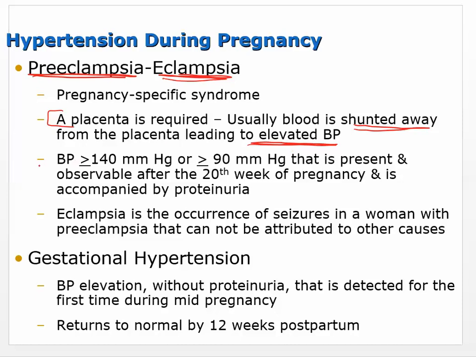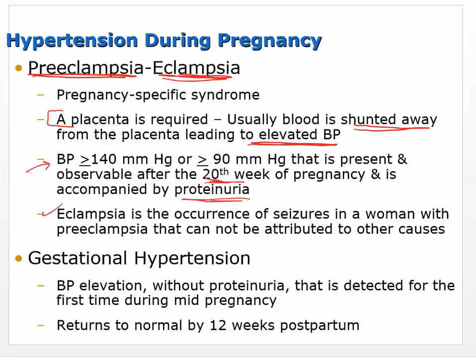So preeclampsia, blood pressure of greater than 140 or greater than 90, that's present and observable. I think that's supposed to be systolic, diastolic. That is present and observable after the 20th week of pregnancy. Okay, so again, that goes to the placenta when it's developing, and then it can actually have an effect. And it's accompanied by proteinuria, so that means that there's protein in the urine. So that's how you would diagnose this.